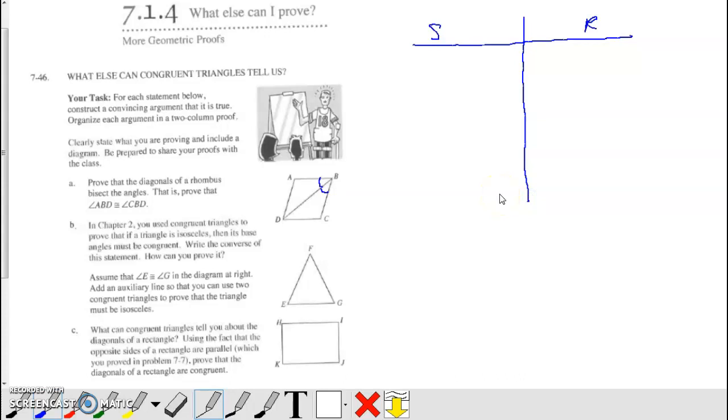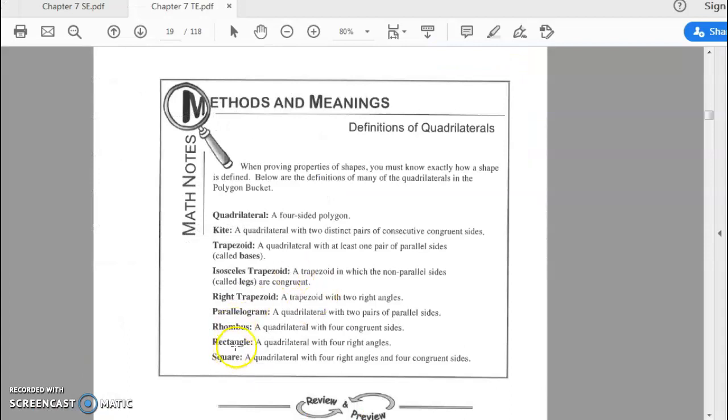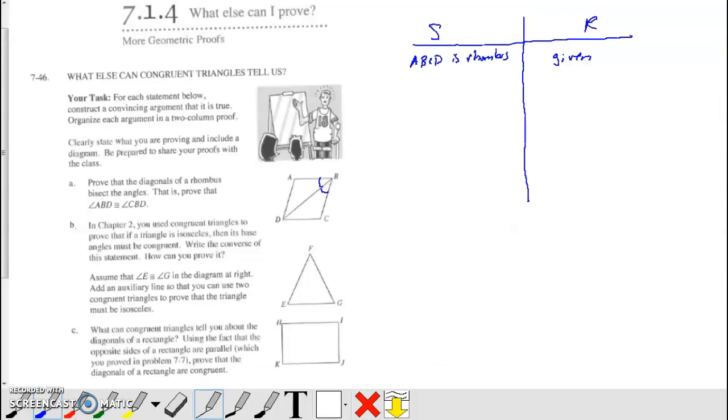Okay, so if we're coming back from the paused video, we want to start off with what we know. We know that this is a rhombus, so I need to write that down. I'm going to say ABCD is a rhombus. Why? Because it was given to me. All right, so what do I know about a rhombus? Well, if I look at my definitions of a rhombus, it says it's a quadrilateral with 4 congruent sides. So that is important to know.